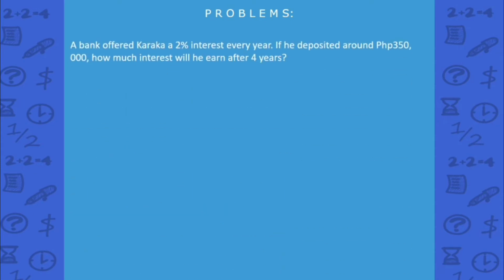Next problem. A bank offered Caraca a 2% interest every year. If he deposited around 350,000 pesos, how much interest will he earn after 4 years? So we have to find the interest, and the given is the principal amount, which is 350,000 pesos, the rate of increase, which is 2%, or 0.02. So the time is 4 years.